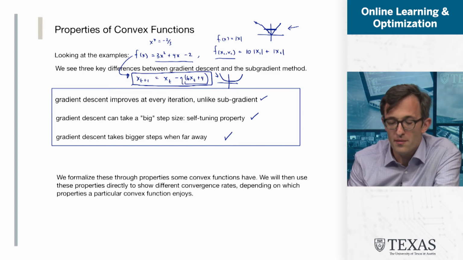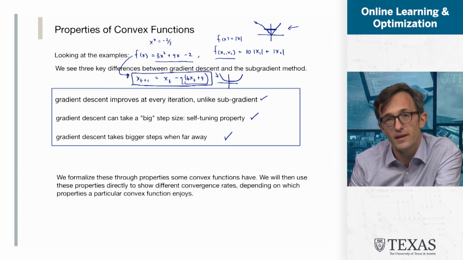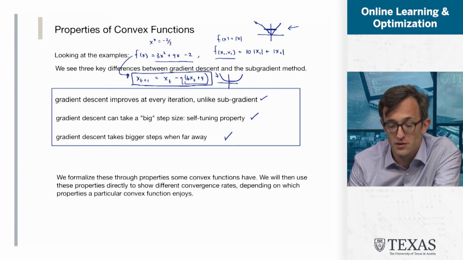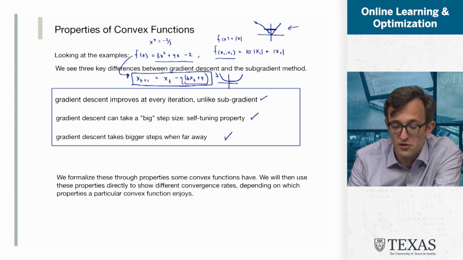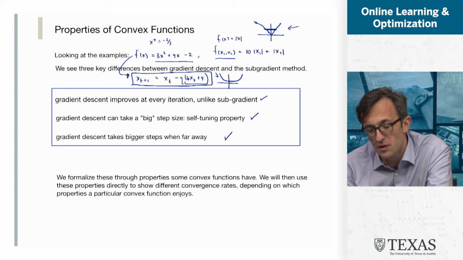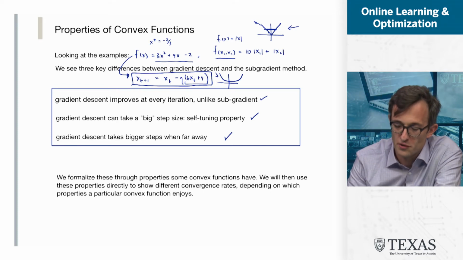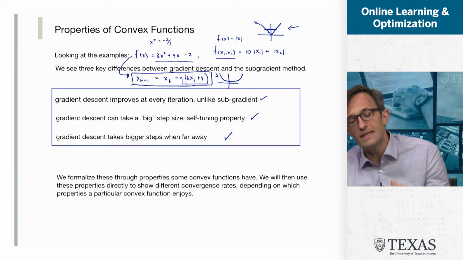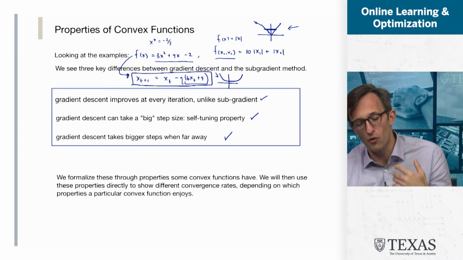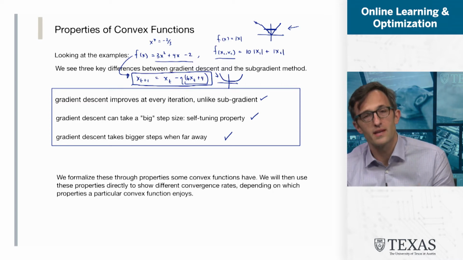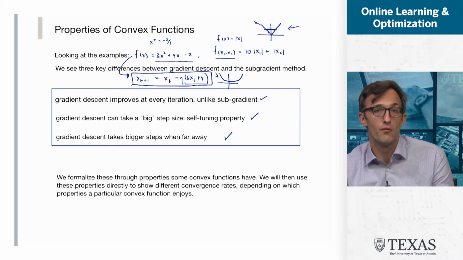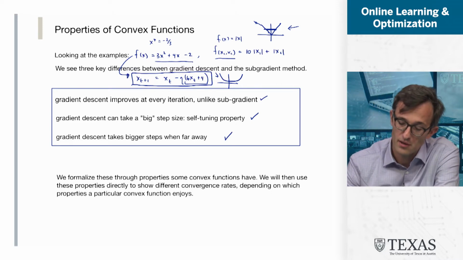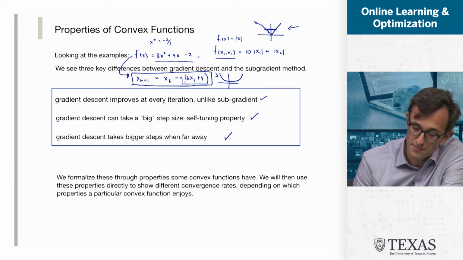So these are three important properties that directly translate into very fast linear convergence for our first polynomial function, f of x equals 3x squared plus 4x minus 2, and much, much slower convergence for our function f of x equals absolute value of x. And we're going to formalize these ideas that are behind these three properties. We want to formalize the idea of self-tuning, etc. And then we're going to show what good properties it directly translates into for the gradient descent iteration for functions that have these properties.